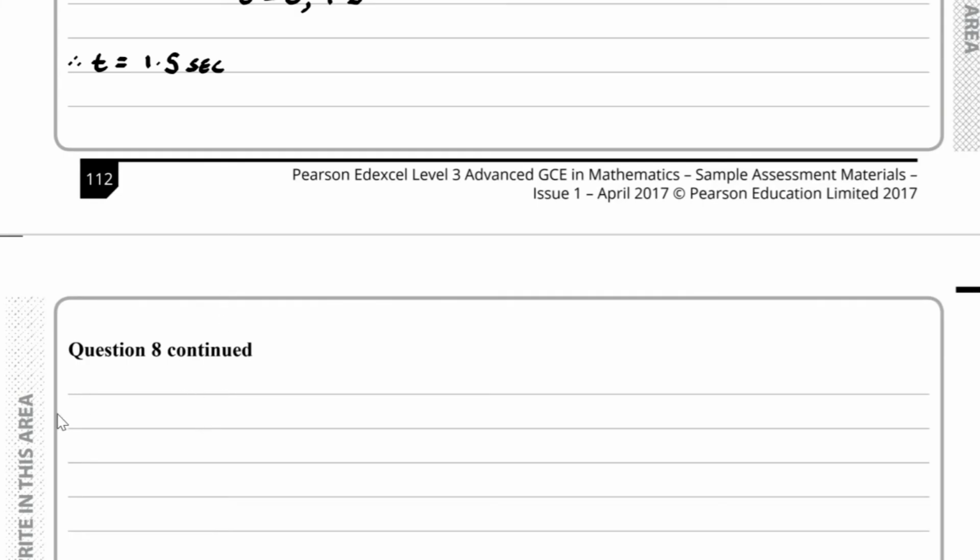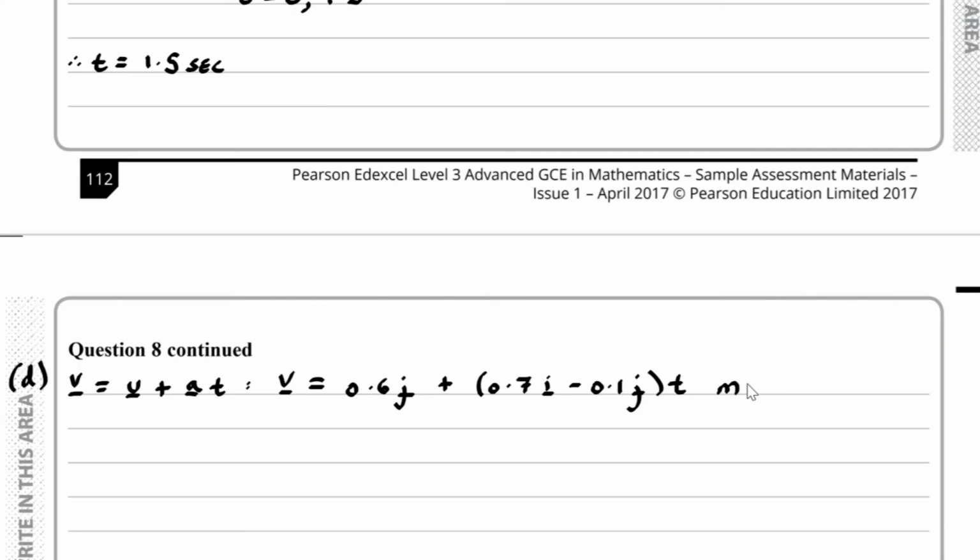Well, here, let's think about using v equals u plus at to find a general velocity vector for v. v is equal to 0.6 j plus 0.7 i minus 0.1 j multiplied by t meters per second. So in general, v is equal to 0.7 t i, and we add on 0.6 minus 0.1 t j.